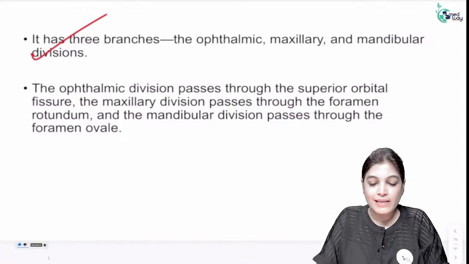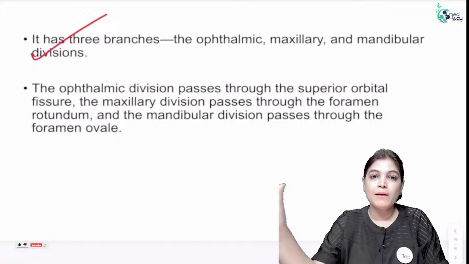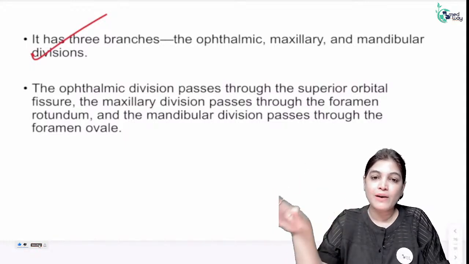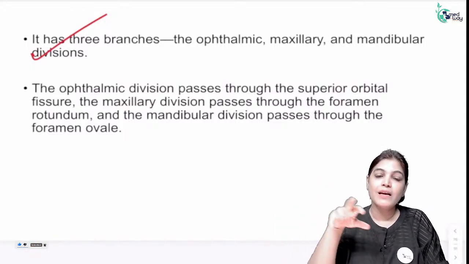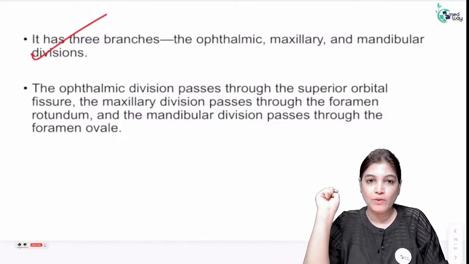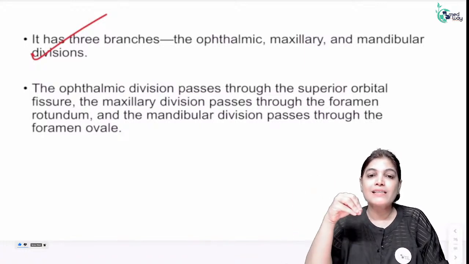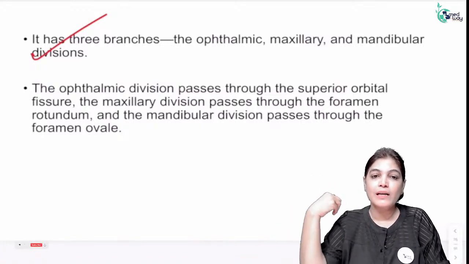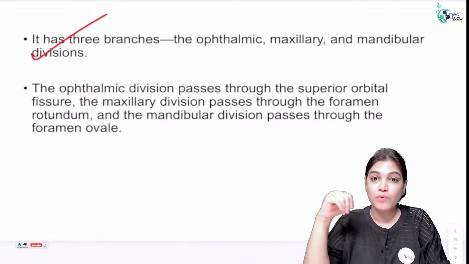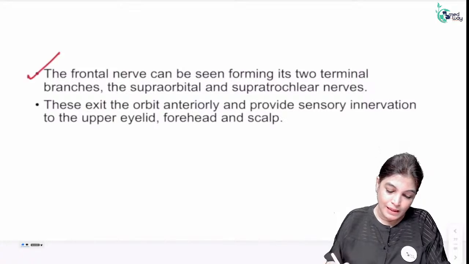We also know the trigeminal nerve has three divisions: ophthalmic, maxillary, mandibular. The ophthalmic division passes through the superior orbital fissure, the maxillary division passes through the foramen rotundum, and the mandibular division passes through the foramen ovale. Now, if I talk about the frontal nerve, it can be seen forming two terminal branches.